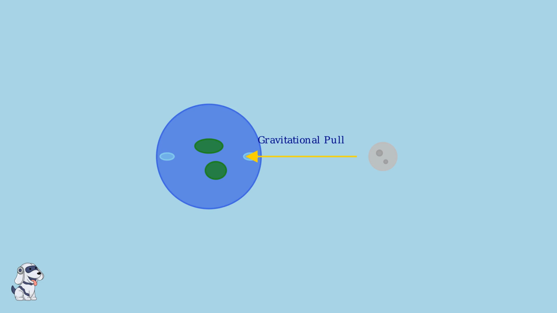The moon's gravity creates another visible effect on Earth, ocean tides. The gravitational pull of the moon causes water to bulge toward it, creating high tides. The water on the side of Earth facing the moon experiences a stronger gravitational pull, while the water on the opposite side experiences a weaker pull, creating two tidal bulges.